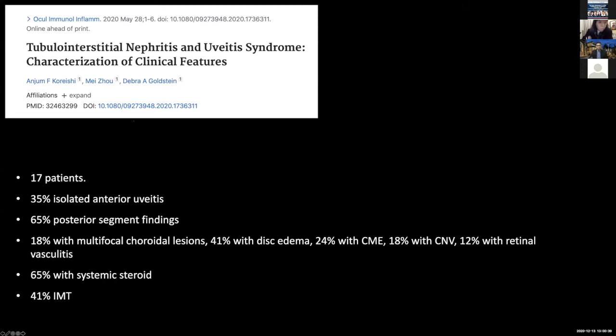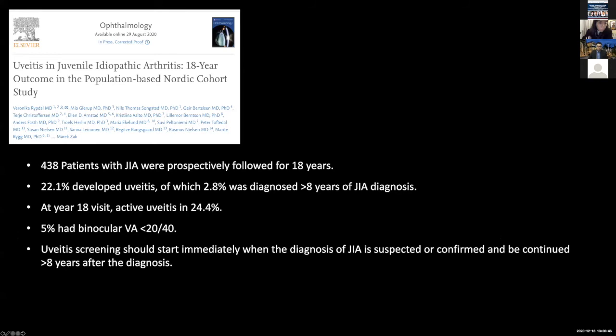This was an interesting cohort-based study from the Scandinavian countries where they followed patients with JIA, and there were almost 450 patients that were followed prospectively for 18 years. And this was important because about 22% of patients developed uveitis eventually during this 18 years of follow-up. But out of these, almost 3% were diagnosed after 8 years of their JIA diagnosis. So at the year 18 visit, there was active uveitis in almost 1/4 of patients. And that's quite a high number.